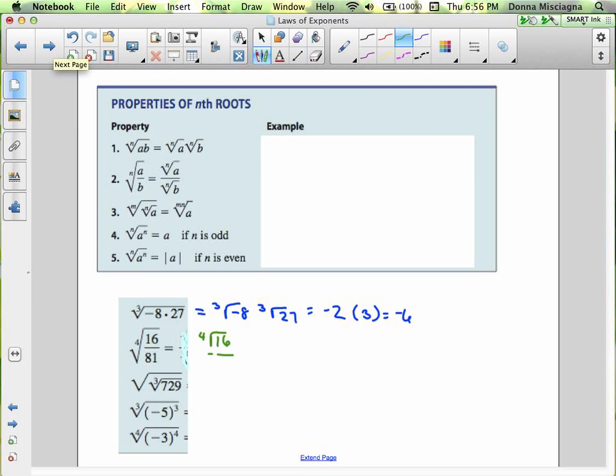Now, if 16 and 81 were reducible, I'd want to reduce first just to have smaller numbers to take the roots of. But they are not reducible. They have no common factors. So the fourth root of 16, what times itself 4 times is 16, that's 2. What times itself 4 times is 81, that's 3. So the fourth root of 16/81 is the same as the fourth root of 16 divided by the fourth root of 81.